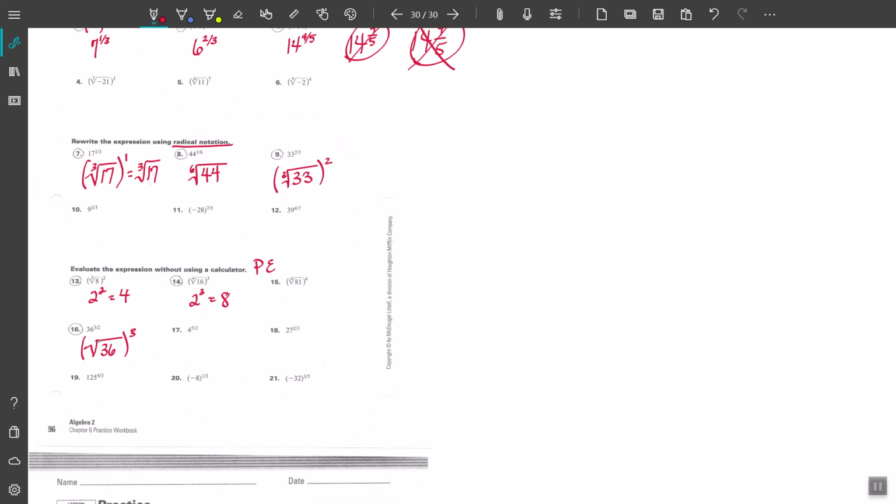So I can do this in my head easily, because 36 is a perfect square. 6 is the square root, raise it to the 3rd power, and I end up with 6 times 6 times 6, which is 216.